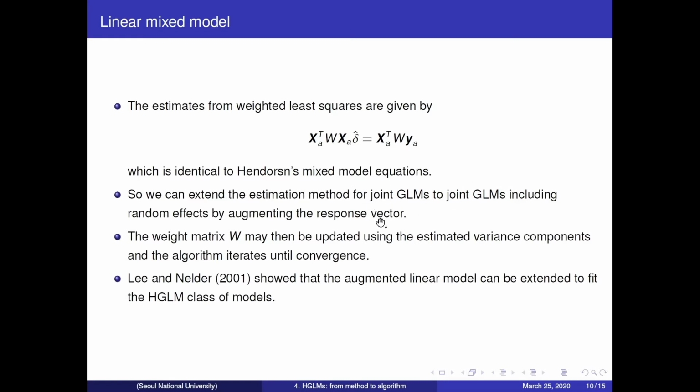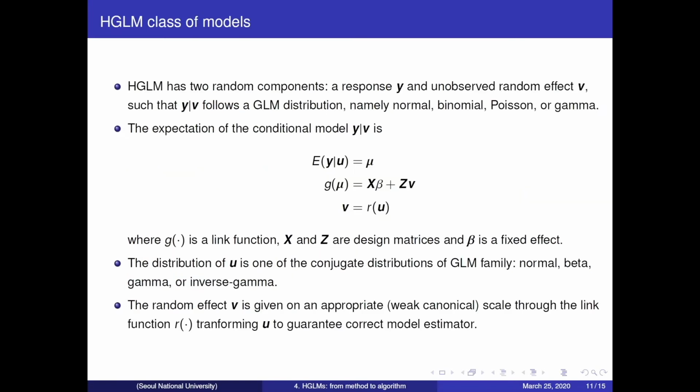Following Lee and Nelder in 2001, it was shown that augmented linear models can be extended to fit the HGLM class of models. HGLM has two random components. First, a response Y and an unobserved random effect V, such that Y conditional on V follows a GLM distribution, namely normal, binomial, Poisson, or gamma.